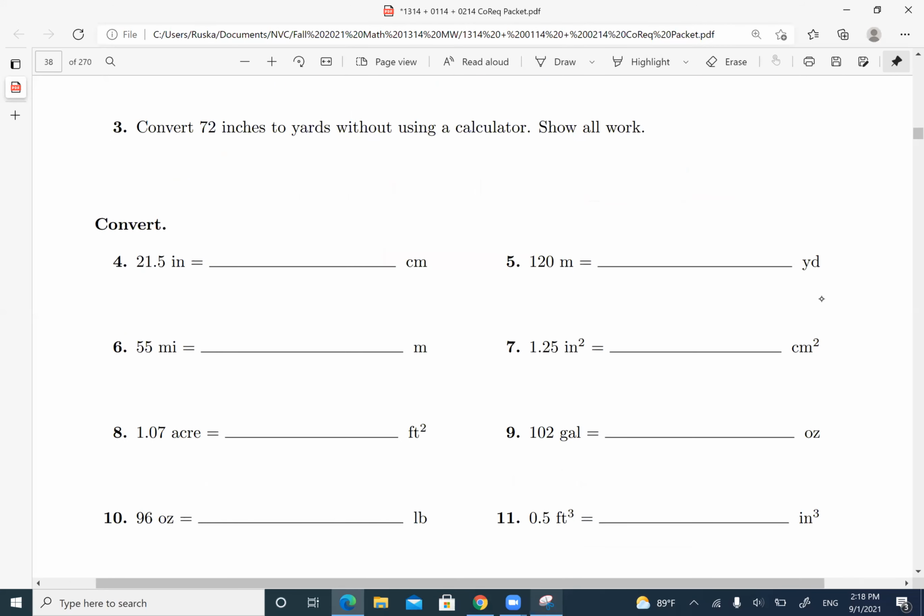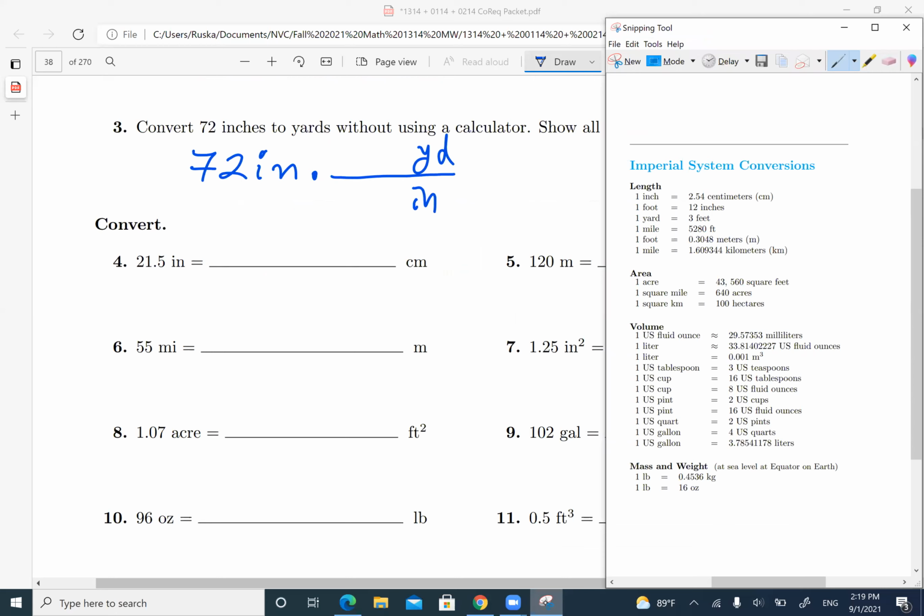So number 3, we have to convert 72 inches to yards without using a calculator, which means just write the way you write it. So we have 72 inches and I need to go to yards. So I'm going to put inches in the bottom and yards in the top. So I'm going to look at my formulas here. Where is inch to yard? I have inch to foot and feet to yard, right? So I can do that. Everybody see that? So 1 yard is 3 feet.